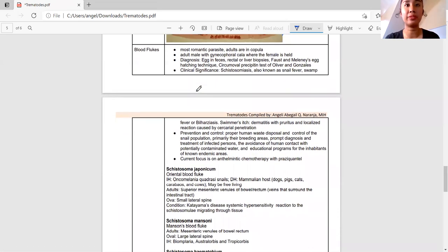Next, finally, we have blood flukes. So blood flukes class causes schistosomiasis or snail fever or swamp fever or bilharziasis. Yan. So kung local, itching lang, we call it swimmer's itch. Yan. Adult male with gynecophoral canal where the female is held. So lagi silang, yun yung interesting fact sa kanila. It's always in copula. Lagi silang nagme-mate pag nakikita. Yun. So, class, praziquantel is the way of controlling your blood flukes.